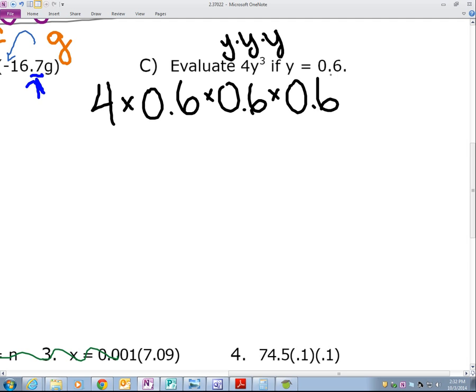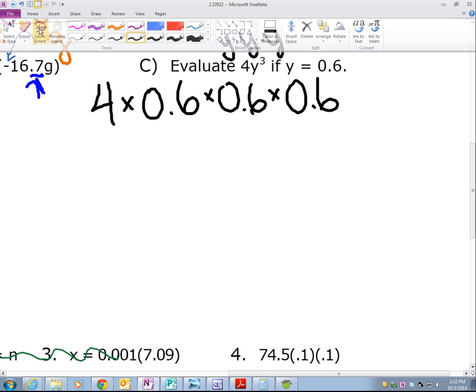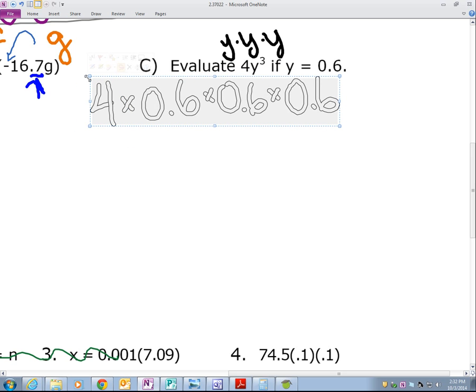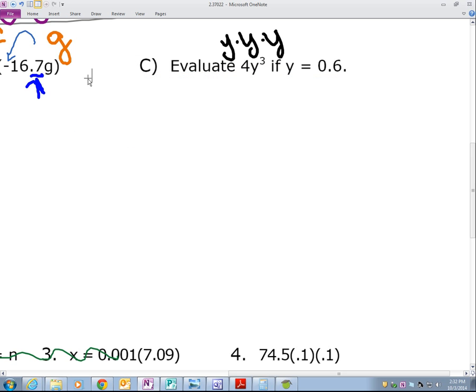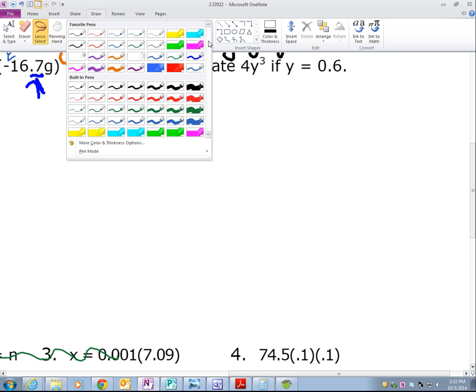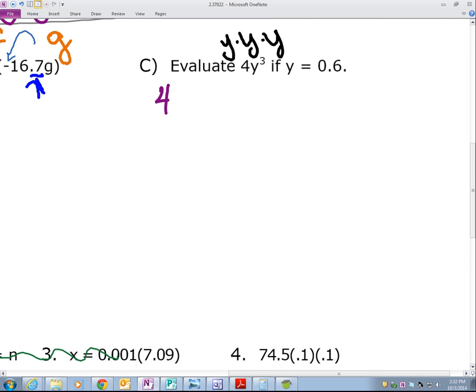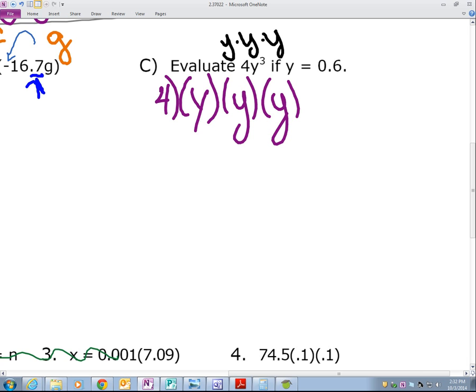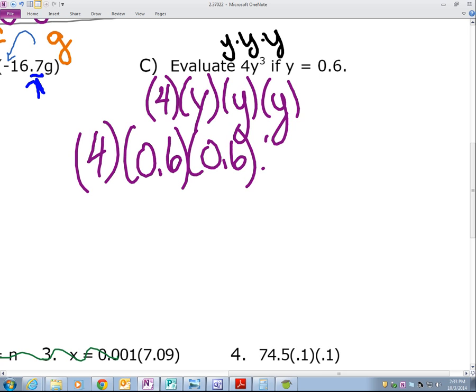You told us not to use the little x. It's because there's a decimal point here, and I don't want to confuse you. Okay? This is what I did last period. I'll do it like this instead. How about this? 4 times y times y times y. Okay? And y equals 0.6. So we have 4 times 0.6 times 0.6 times 0.6.